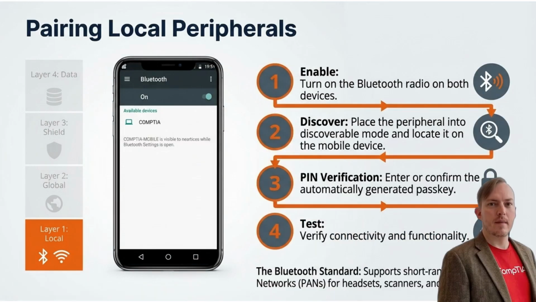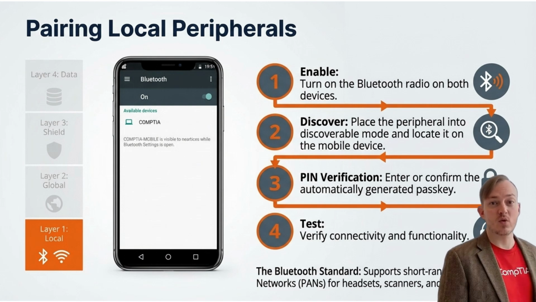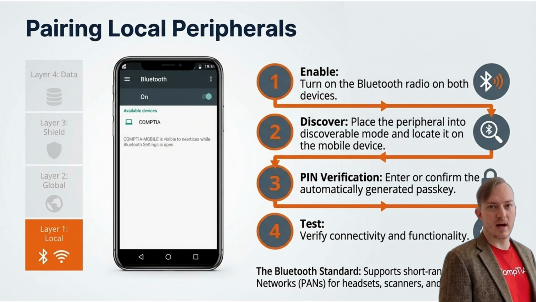Also in layer 1 is pairing local peripherals using the Bluetooth standard, which supports short-range personal area networks, or PANs, for headsets, scanners, and input devices. The process is always 4 steps.